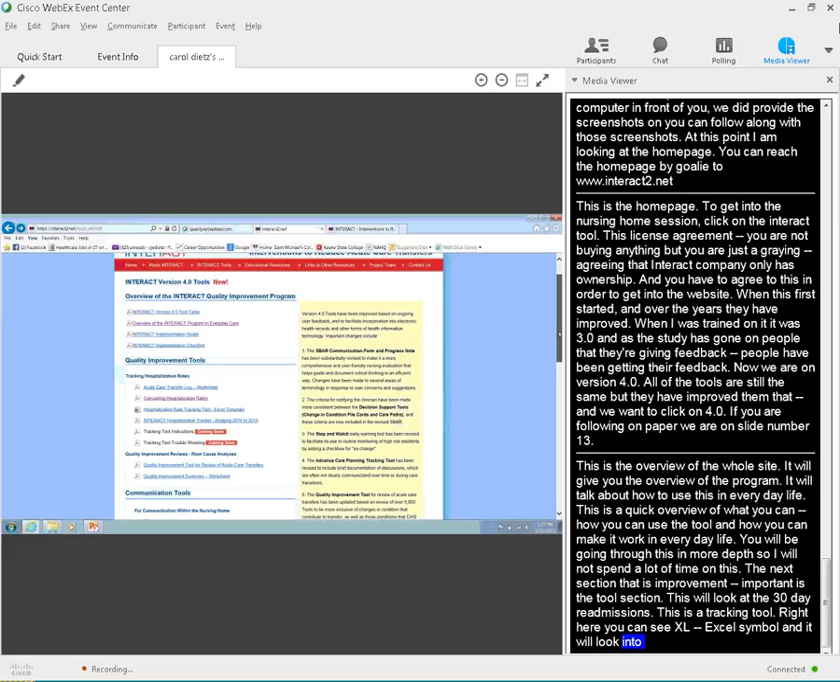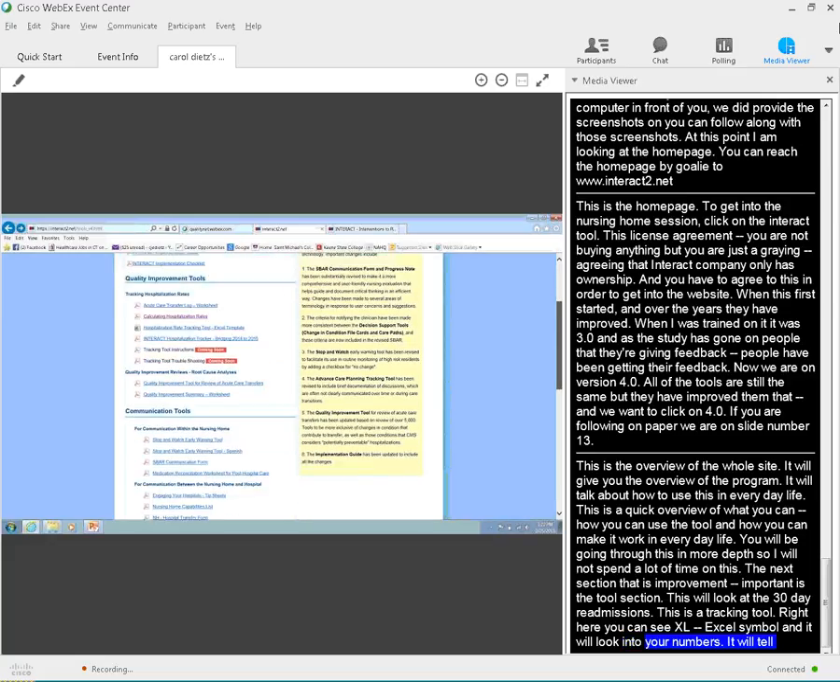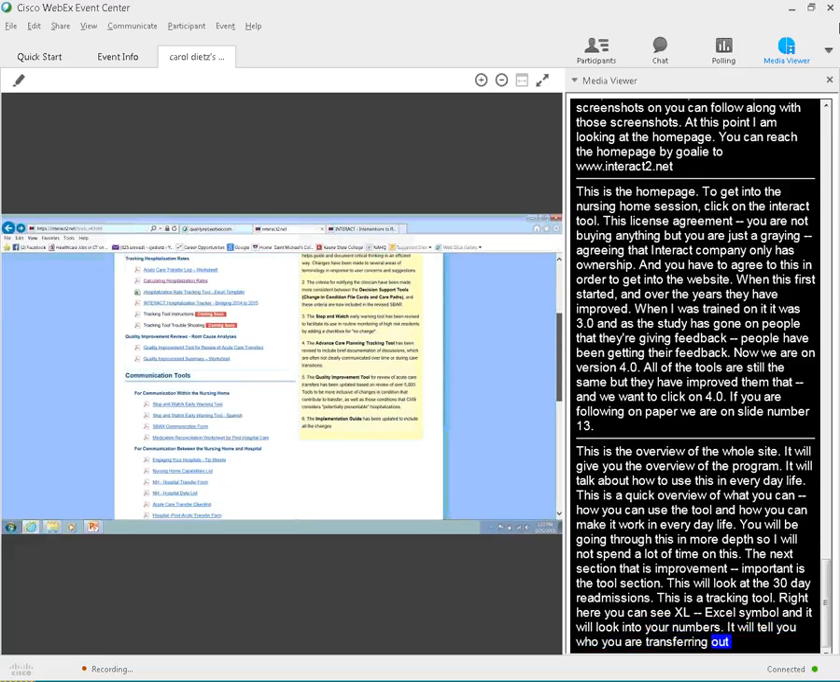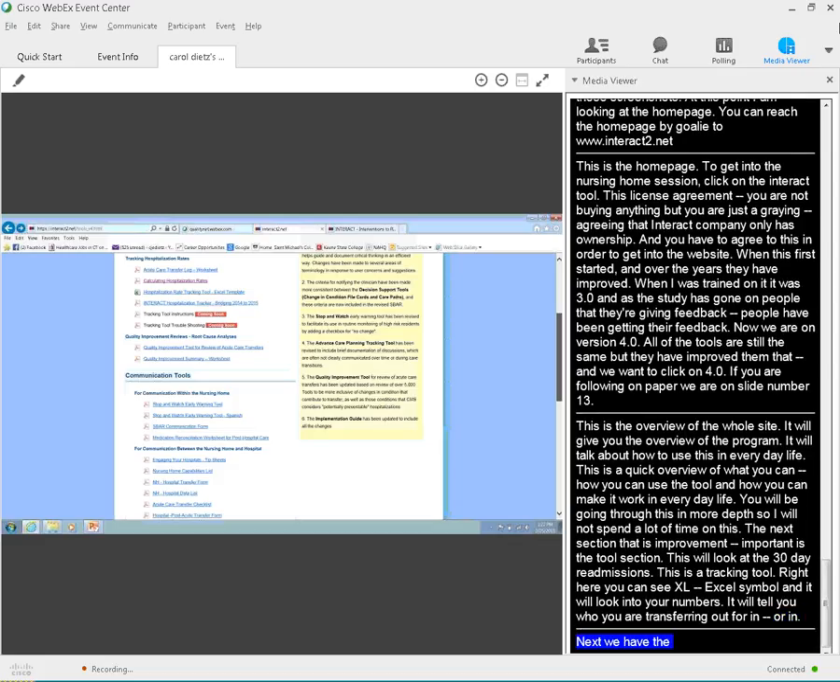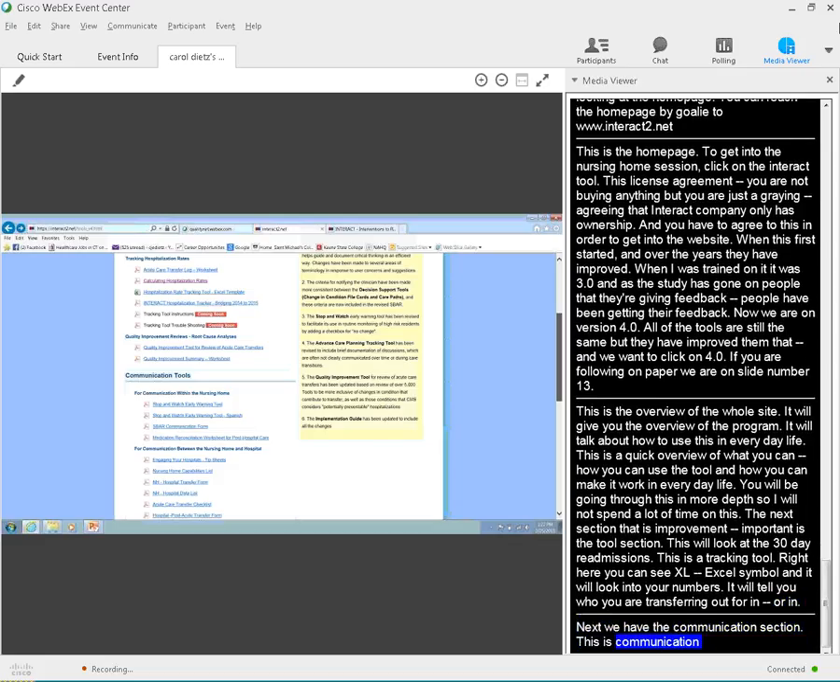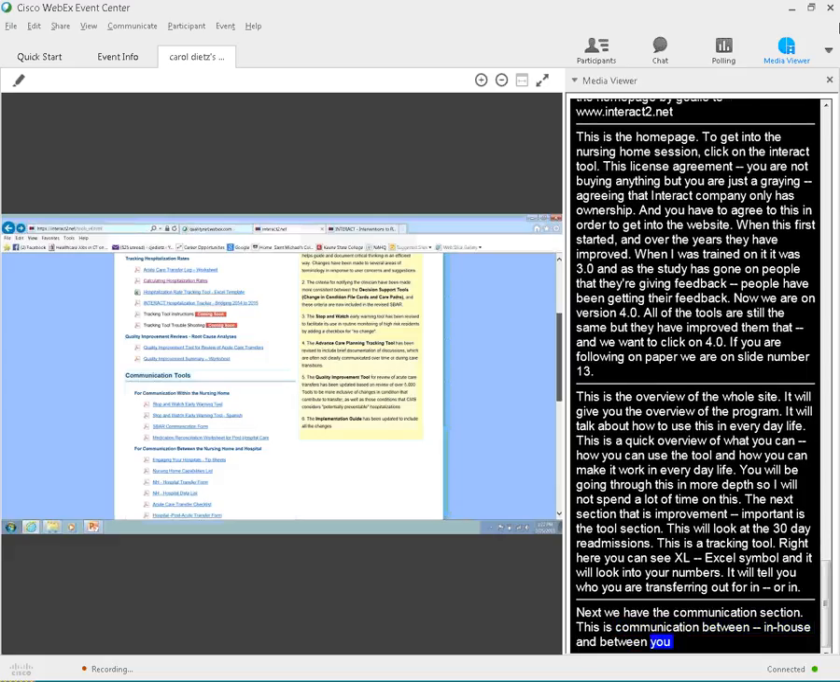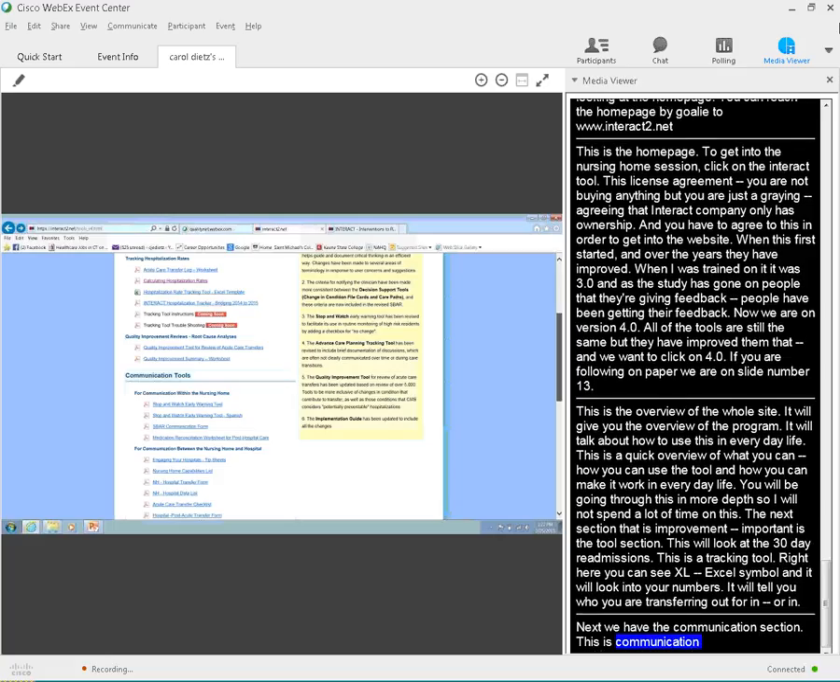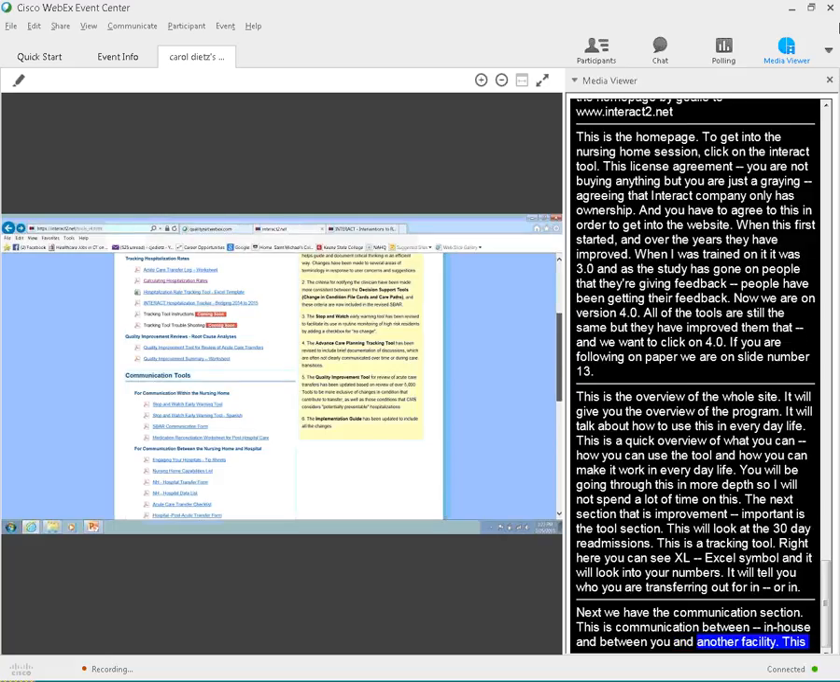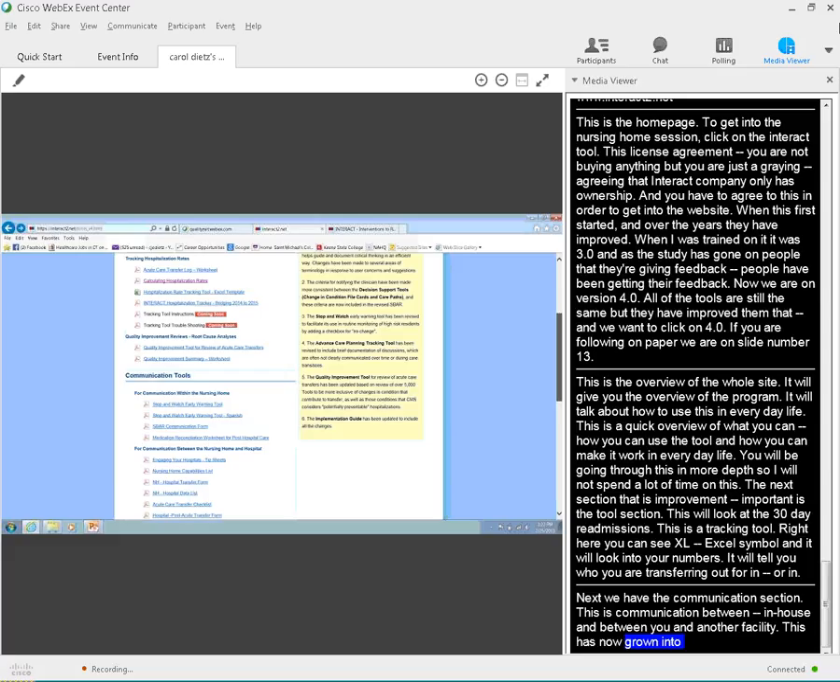The next section is the communications section, and this is where you'll find all your communication for in-house as well as transferring people outside of your facility. We have the Stop and Watch, which was initially designed just for CNAs and has now grown into families using it, your ancillary staff, anybody at all that touches your residents.